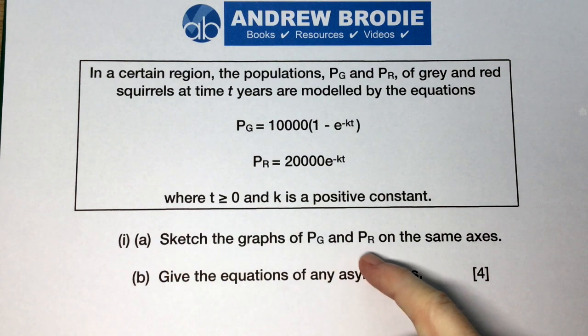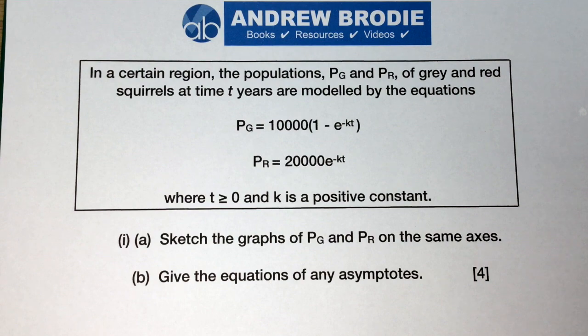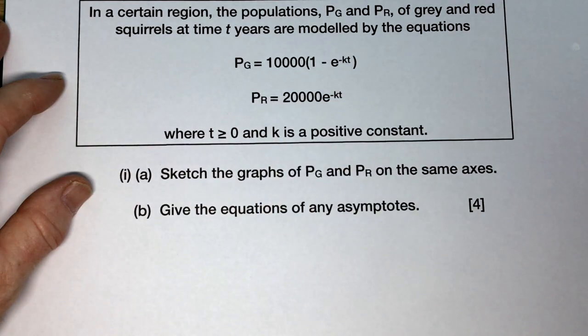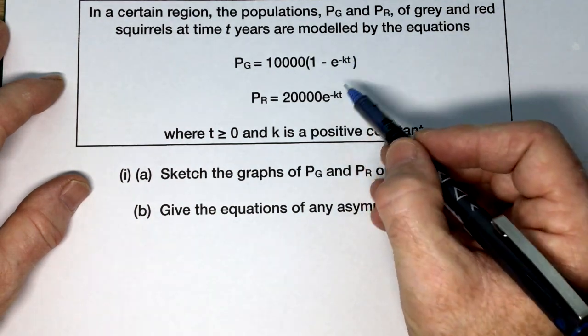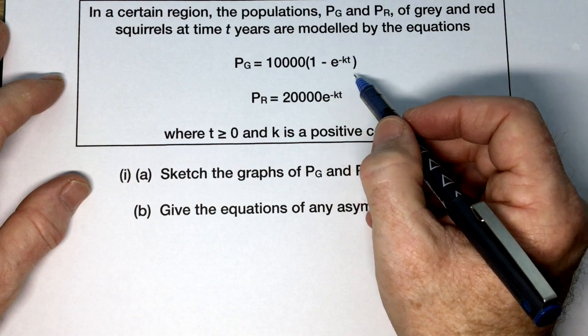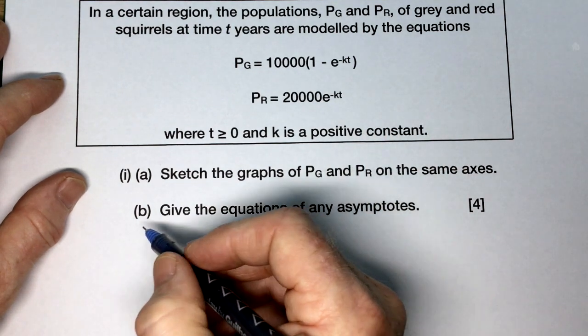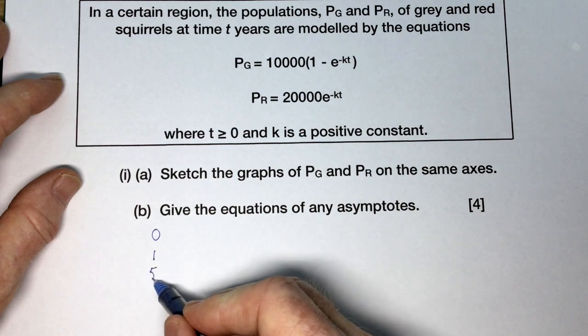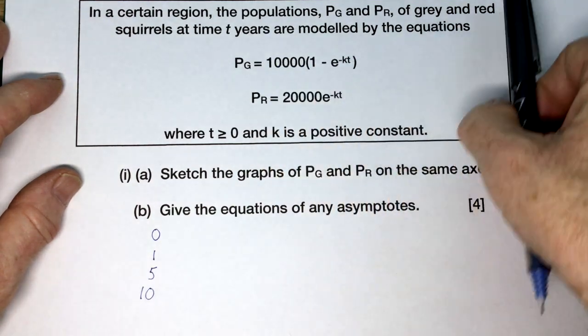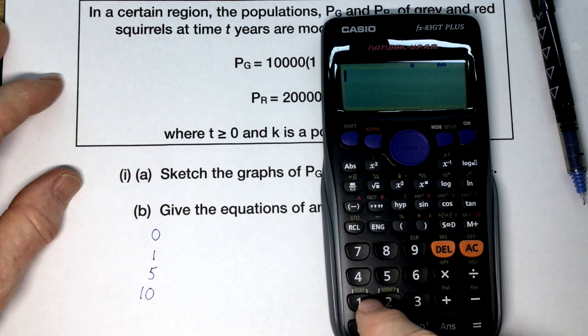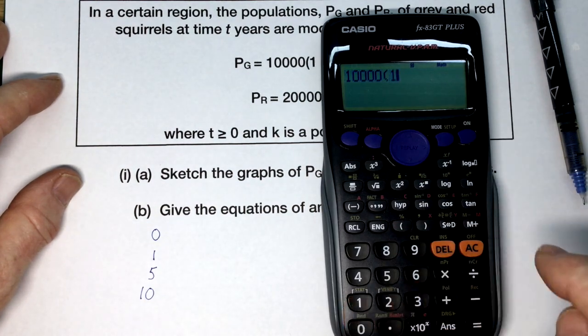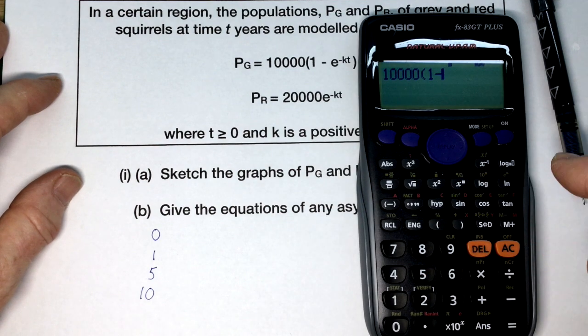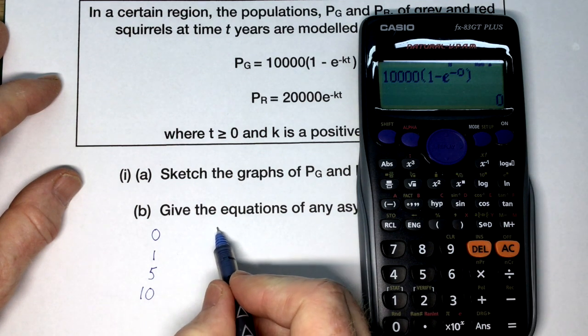So we've got to sketch the graphs of PG and PR on the same axes. So first of all, let's look at the population of grey. And what I'm going to suggest we do is that we ignore the constant k and just take some values of t. I'm going to use the values of t equals 0, 1, 5, and 10. So we're using that equation for the population of grey. So we're going to put 10,000, open brackets, 1 minus e to the power minus 0 for our first one, close brackets, equals, and that gives us 0 there.